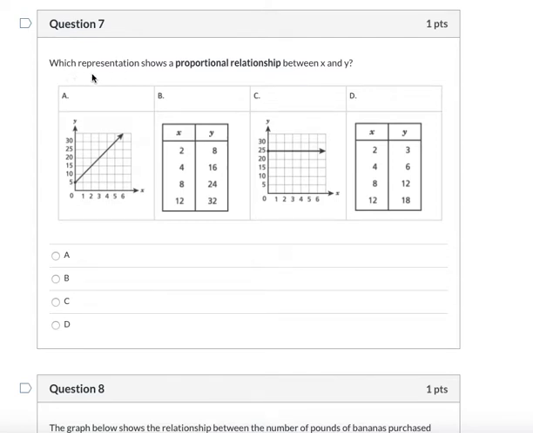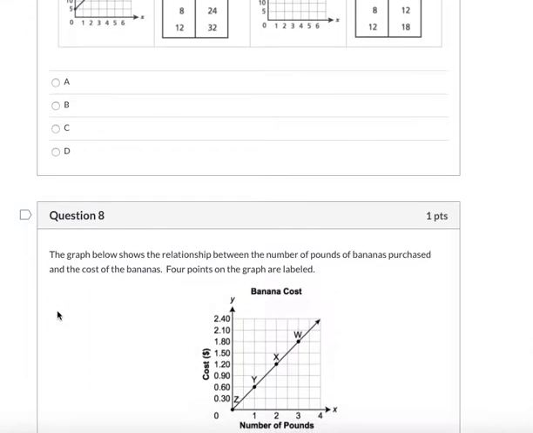7. Which representation shows a proportional relationship between x and y? You have this option with A, B, C, or D. And then select your answer here.